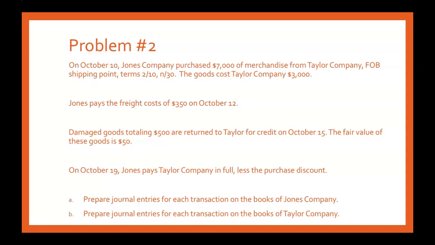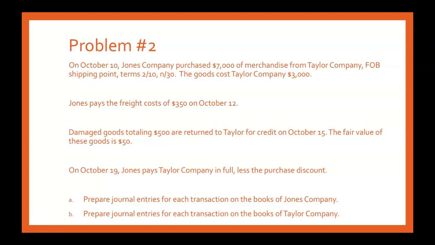So this problem says on October 10th, Jones Company purchased $7,000 of merchandise from Taylor Company, FOB shipping point, terms 2/10, net 30. The goods cost Taylor Company $3,000. So let's break that down a bit. Jones is buying merchandise from Taylor Company, so Jones will be the buyer, Taylor will be the seller in this case. FOB shipping point means that the buyer will have to pay for shipping. If it was FOB destination, then the seller would have to pay for shipping.